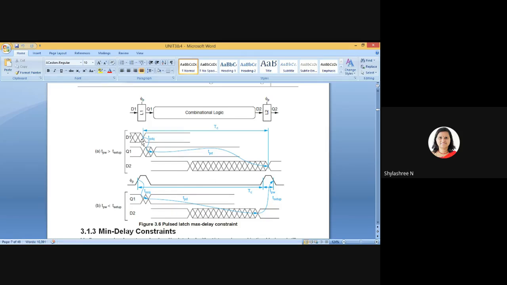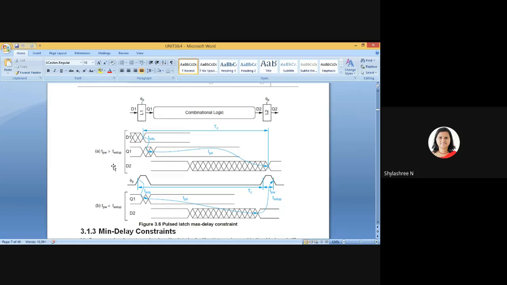Suppose you look at this circuit diagram. The data D1 is going to arrive at Q1 whenever your phi p is high, or whenever the latch becomes transparent, and then it passes through the combinational logic block, and then it appears at D2, and it is going to arrive at L2. So for the second cycle, whenever your phi p again becomes high. So that is the explanation of the first diagram.